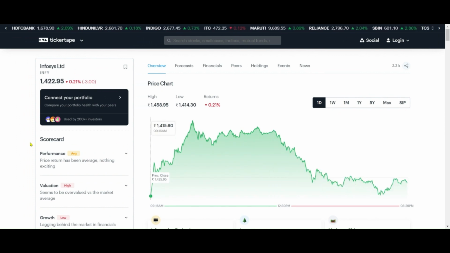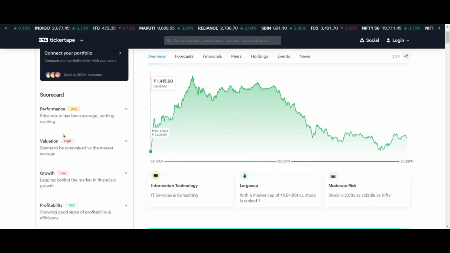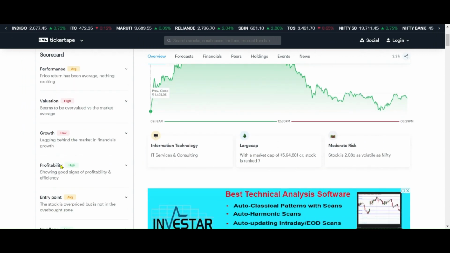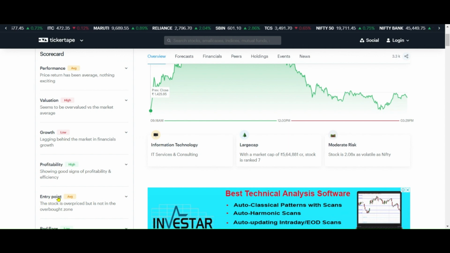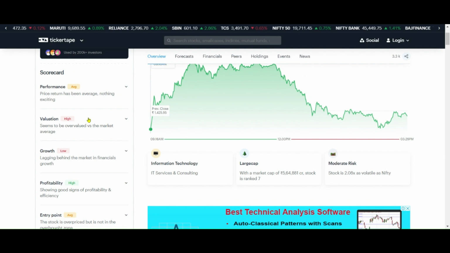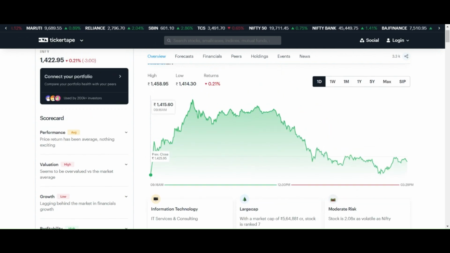You straight away go to the left hand frame of this page. You see the current trend and the value of this stock. So the current price is so and so. What is the current performance, valuation, profitability, whether it's a right entry point to enter and buy the stock. So they all are rated like high, low, or average.